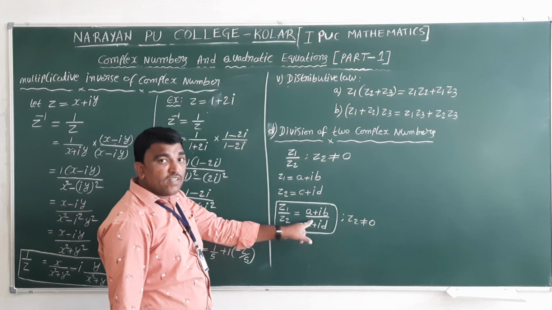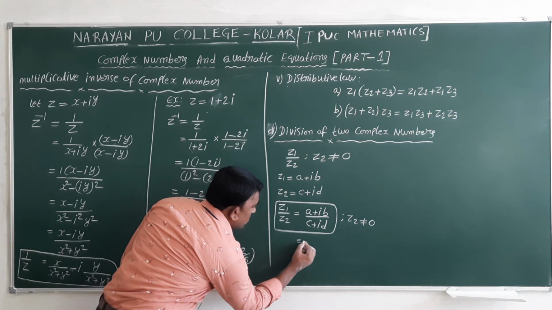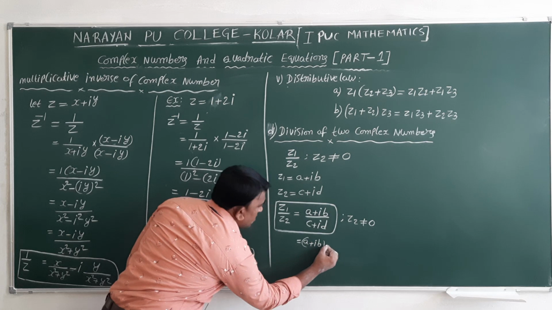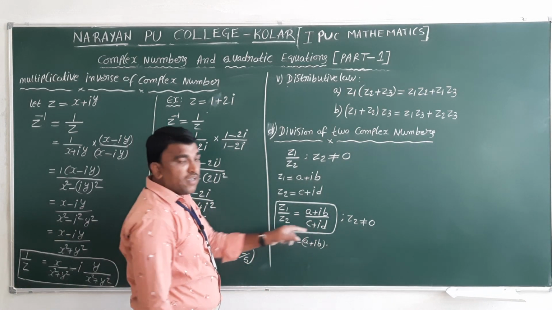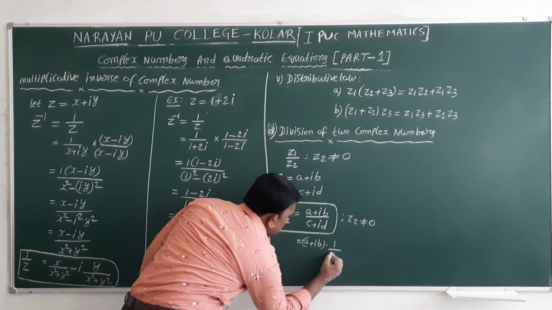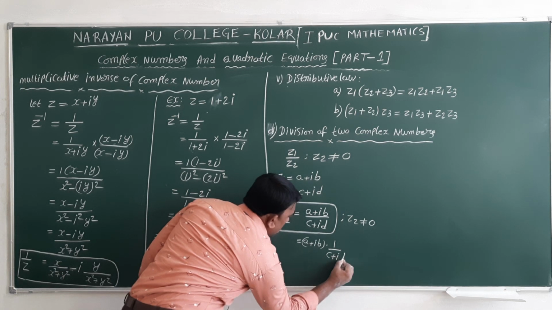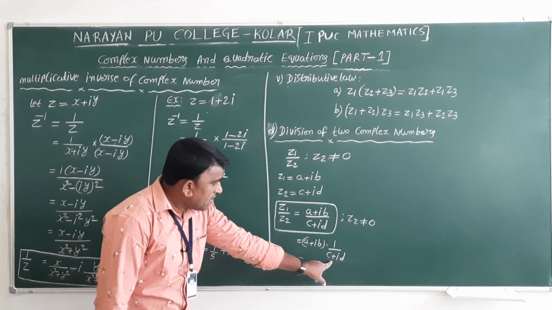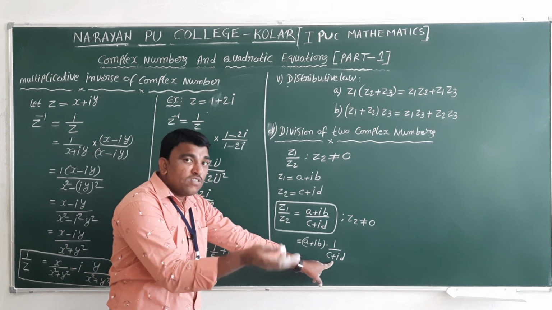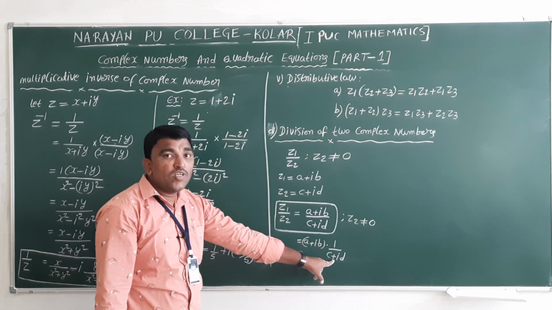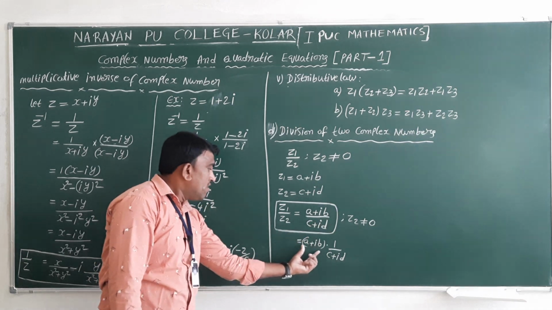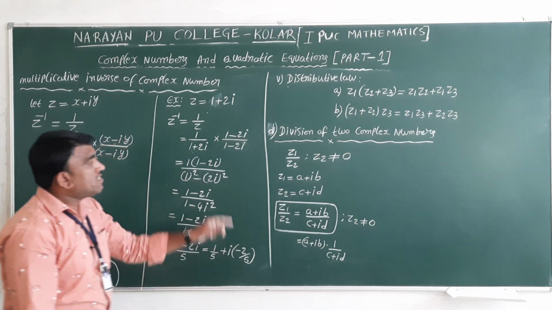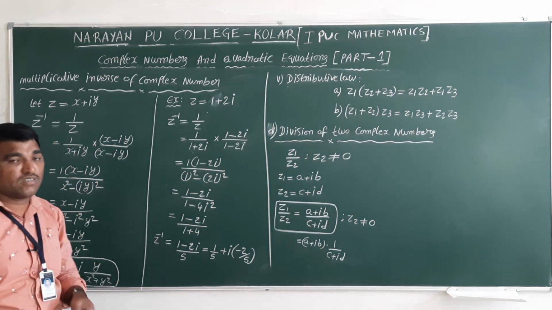How to simplify this? First we can write a plus ib separately into 1 by c plus id. This we know how to simplify. Whenever the denominator is a complex number, to simplify it we need to rationalize. After that, if you do the simplification, it is converted into the standard form. That is division of two complex numbers.